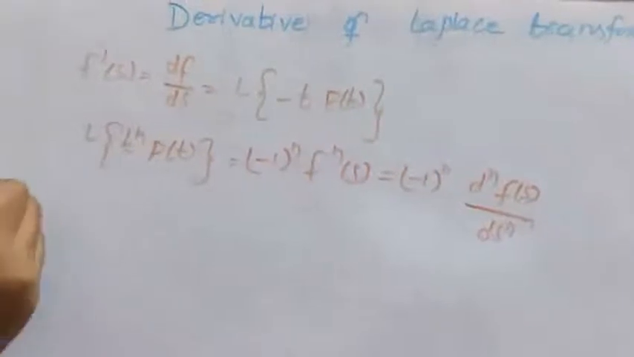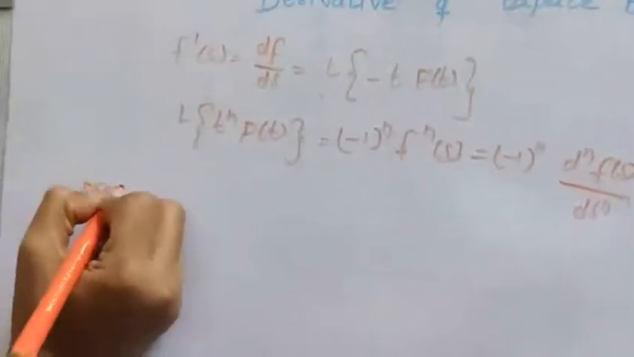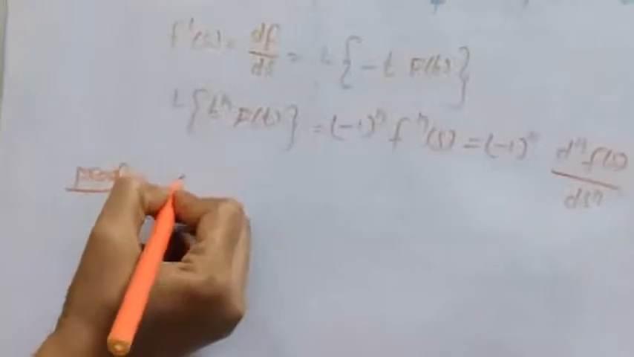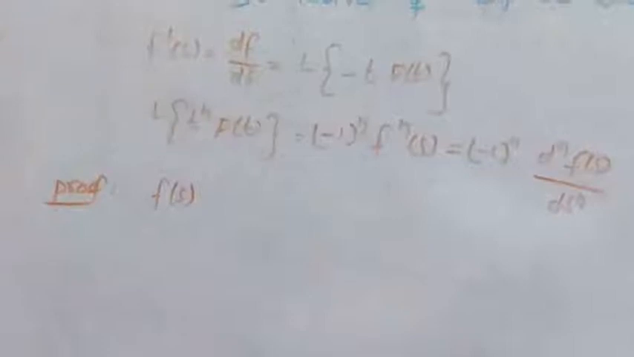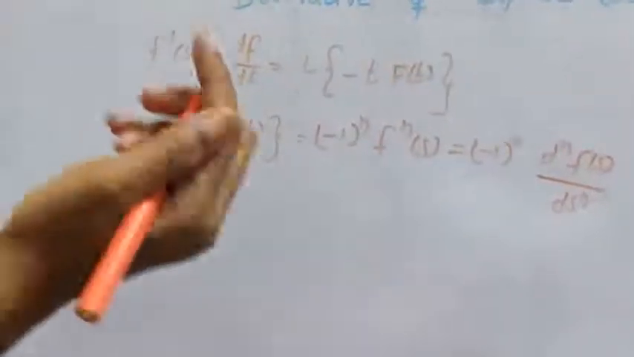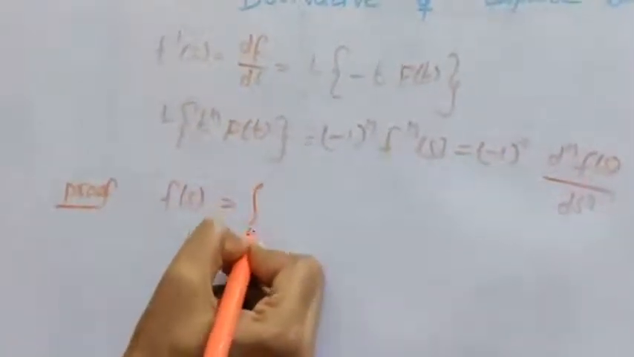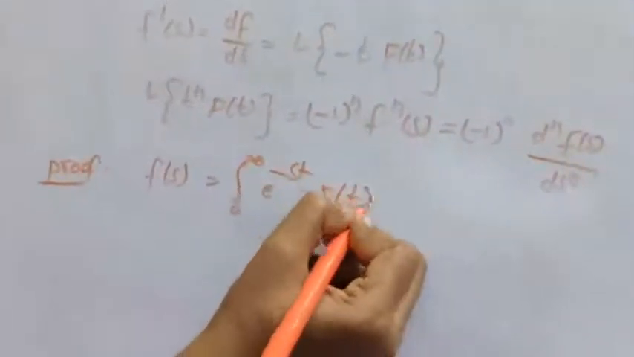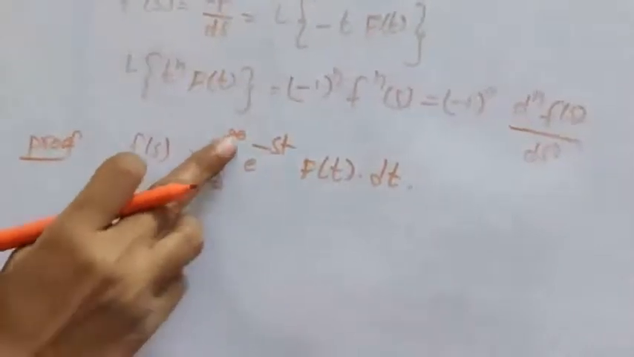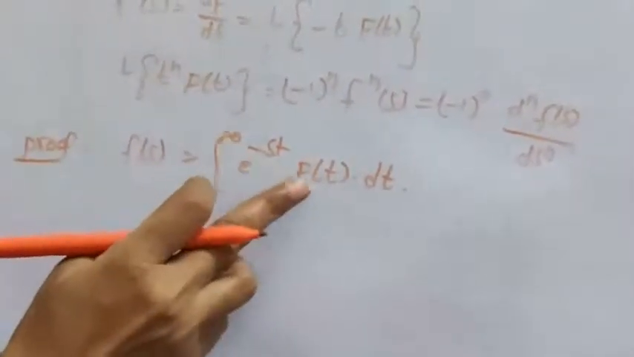Now coming to the proof, we know f of s, small f of s. Here small f of s represents the Laplace transform, or L of f of t also represents the Laplace transform. What is the formula? It is the integral 0 to infinity e power minus st f of t into dt. It is well known to you. How can you represent the Laplace transform? F of s is equal to integral 0 to infinity e power minus st into f of t into dt.